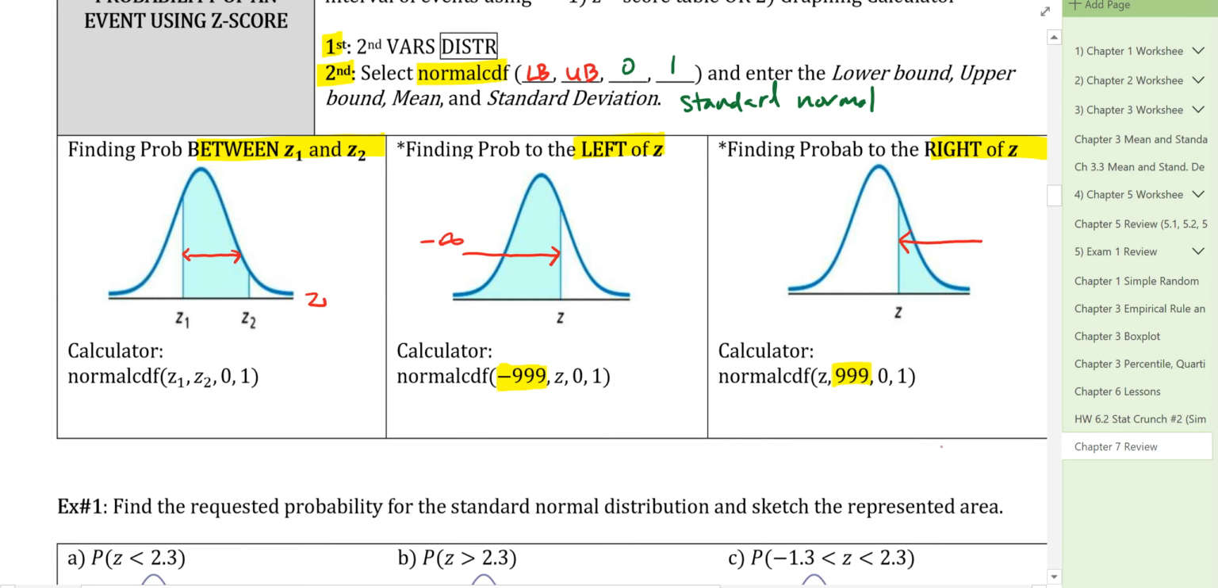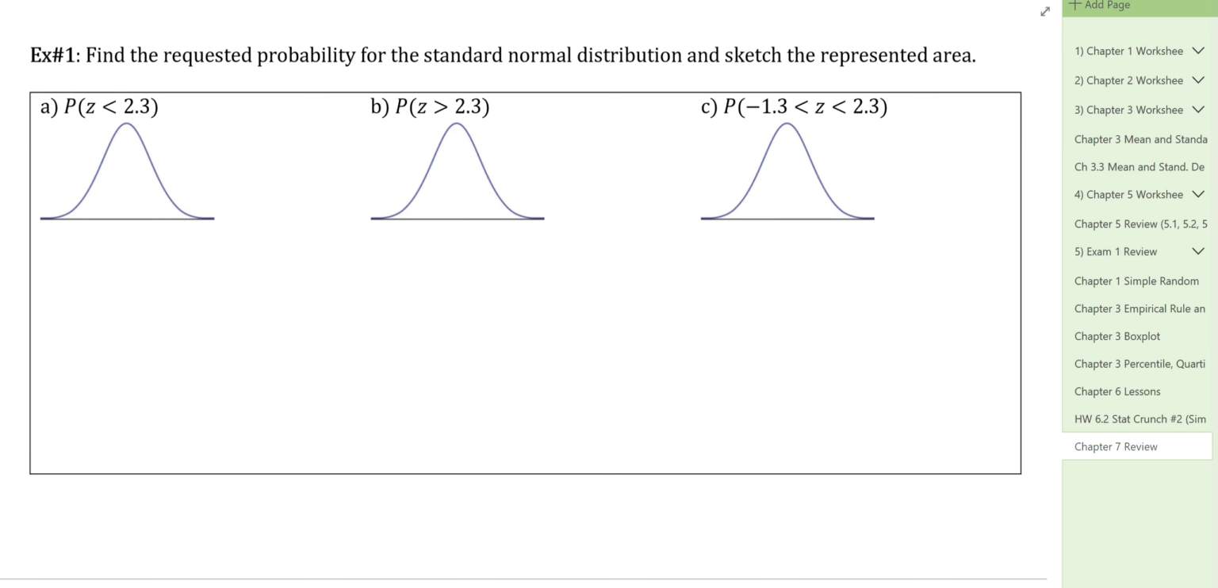All right, let's do some practice. Find the requested probability, and notice I use probability here, but it could be area, same thing, for the standard normal distribution, and sketch the graph of the area. Standard normal, again, remember, is mu equal to 0, standard deviation equal to 1.